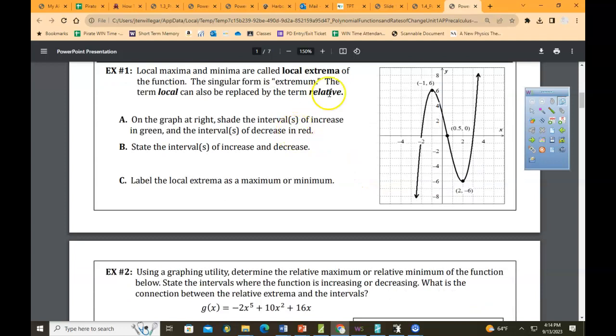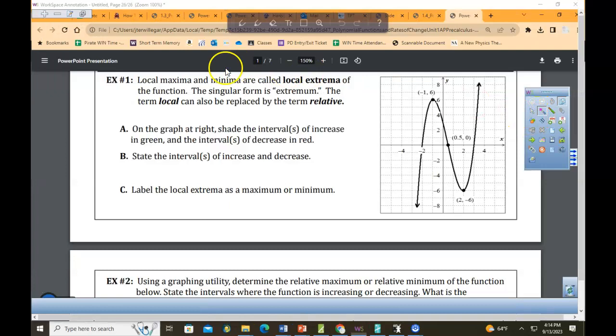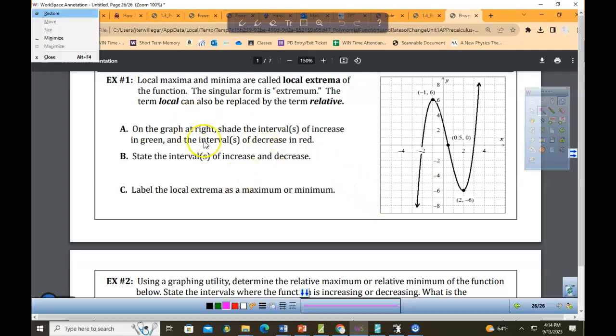Okay, let's do an example. All right. So again, relative, local, it's the same term. So when you hear them, they mean the same thing. So on the graph at the right, if you got your colored pencils handy, that's great. If not, we'll be okay. Shade the intervals that it's increasing in green and decreasing in red.